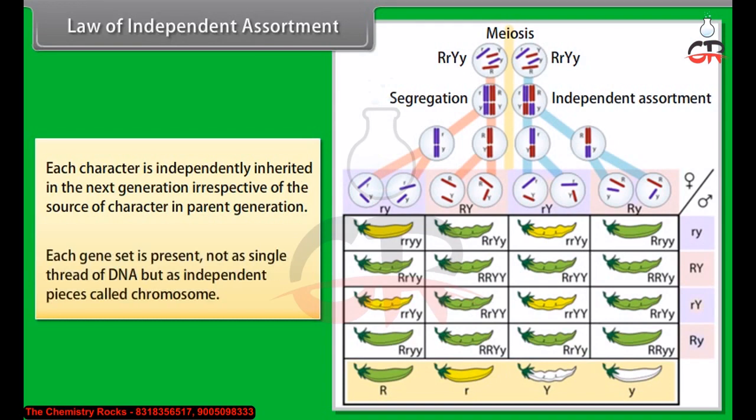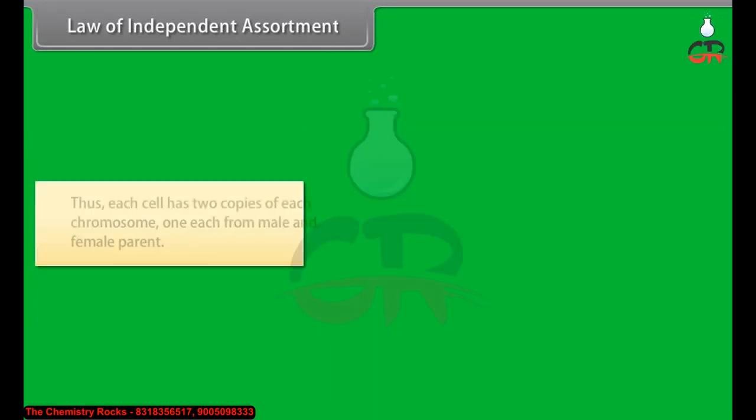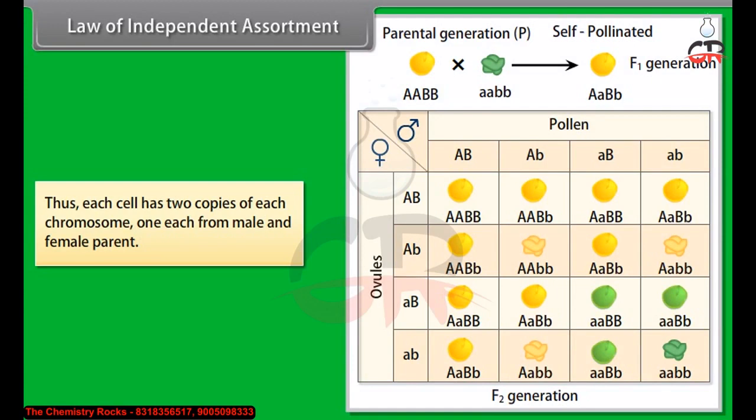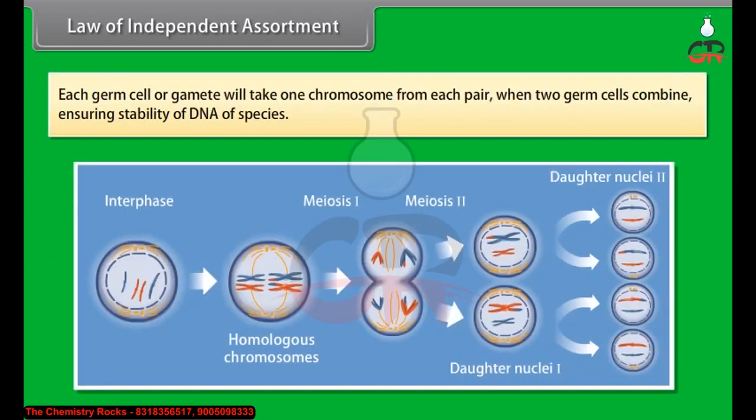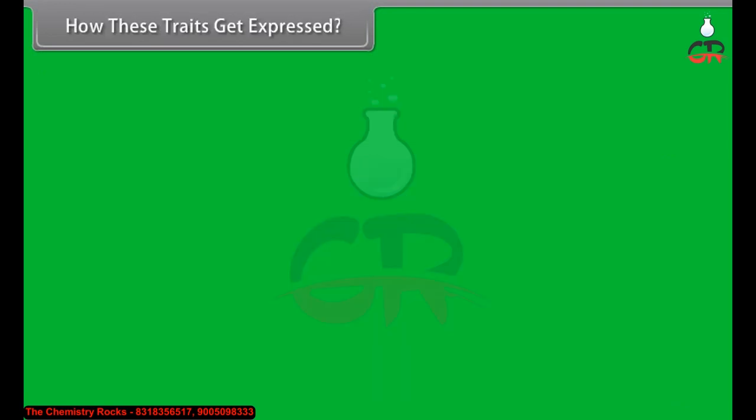Each gene set is present not as a single thread of DNA but as independent pieces called chromosomes. Thus, each cell has two copies of each chromosome, one each from the male and female parent. Each germ cell or gamete will take one chromosome from each pair, and when two germ cells combine, the stability of the DNA of the species is ensured. How do these traits get expressed?